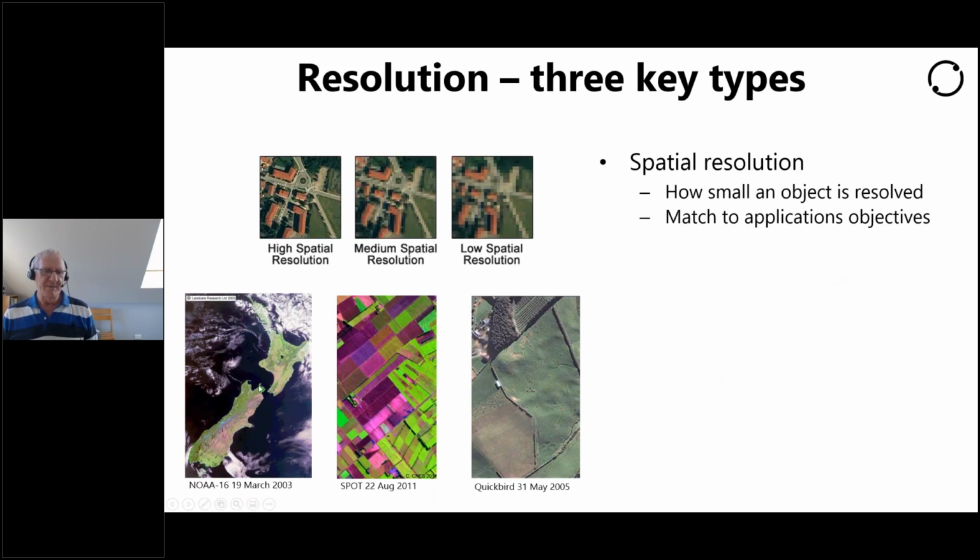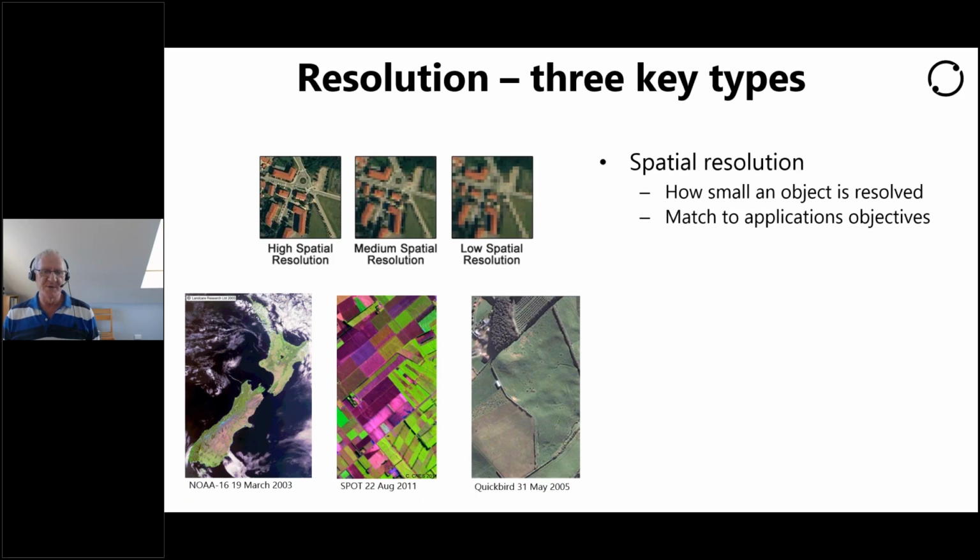For example, here we have a NOAA AVHRR image, 1 kilometre resolution. It's really good for looking at weather patterns, which is what it was designed for, maybe sea surface temperature patterns, and also probably broad patterns within the land, perhaps droughts over a whole region, but it's not going to cut the mustard if you need to look at individual paddocks and determine what's in them.